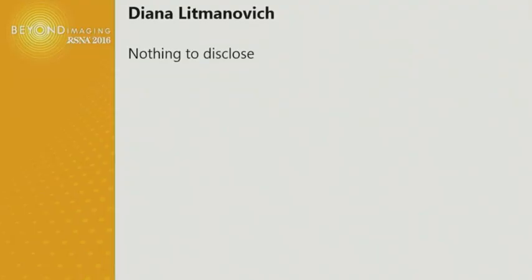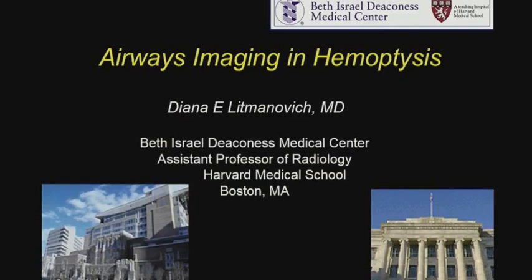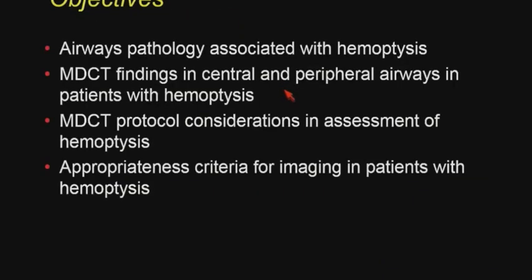In the next 20 minutes or so, I would like to switch gears and talk about other tubular structures in the chest. We are switching from pulmonary arteries to airways. So let's focus on the airway imaging in hemoptysis.